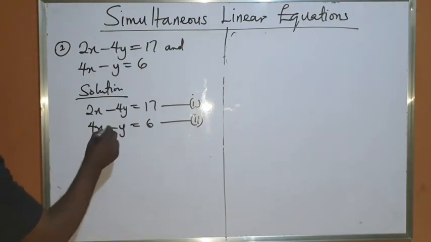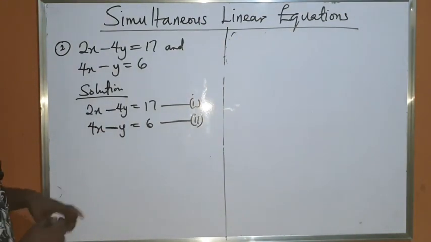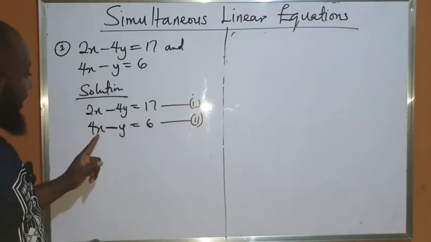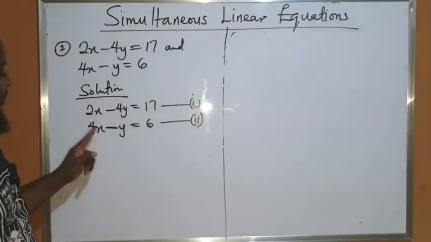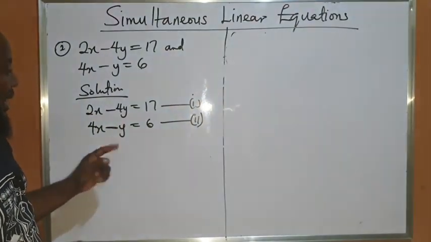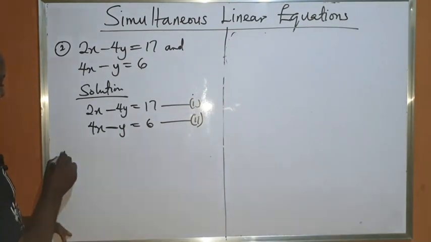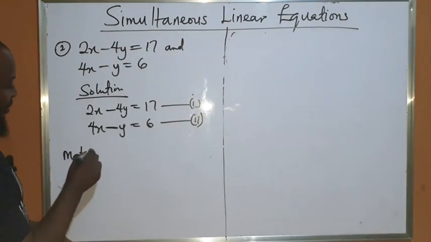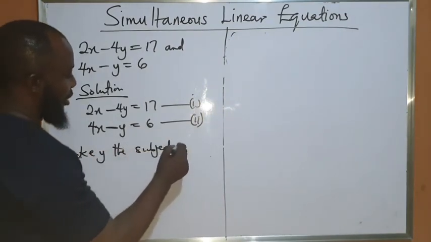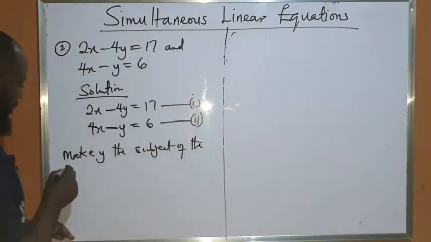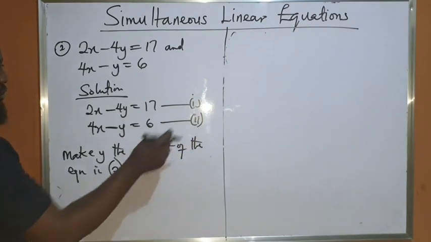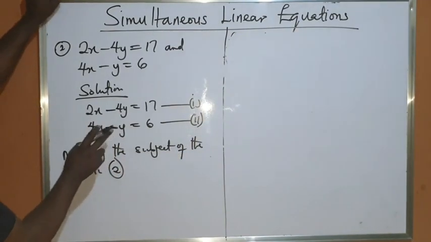So what we're going to have here, if you look at equation 1, none of the variables has 1 as its coefficient. While in equation 2, we have one of the variables to be 1, which is y. Because we don't have anything beside y here, we can just make y the subject of the equation in equation 2. So that means we want to make y the subject of the formula.